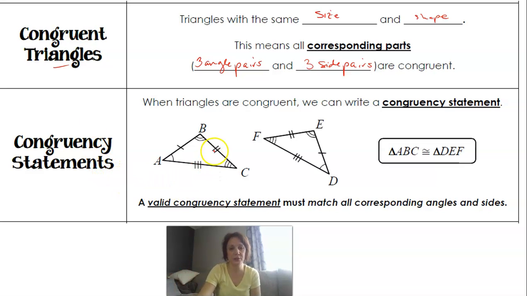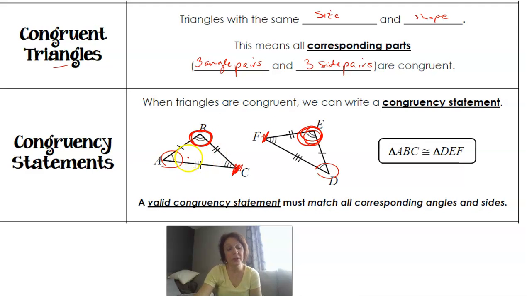So if you look at these two triangles down here, they are congruent, right? We can tell they are congruent. They're marked up like crazy. Notice here, angle A has one little arc in it, and angle D has one little arc in it. Those two angles are congruent. Okay. Angle B has two tick marks or little arcs. Angle E has two tick marks. Those two angles are congruent. And then last but not least, angle C, three of them, and angle F has three of them.